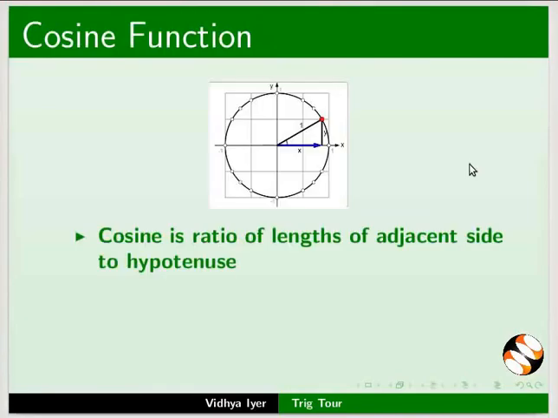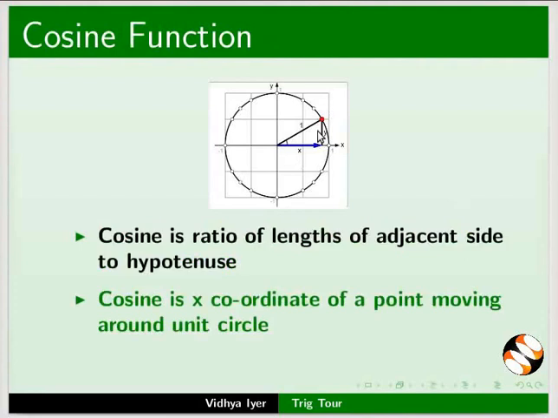Cosine function. Cosine of an angle is the ratio of the lengths of the adjacent side to the hypotenuse. Cosine value is the x-coordinate of a point moving around a unit circle. The center of this unit circle is the origin 0, 0. Cosine theta is x divided by radius and hence is x for the unit circle.